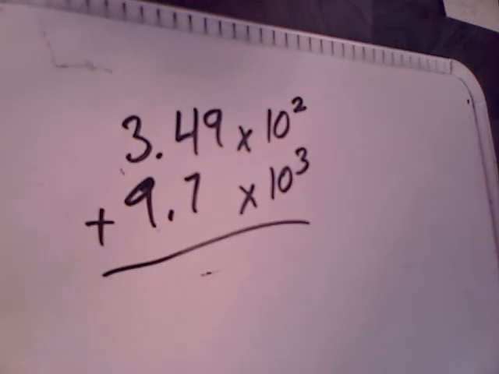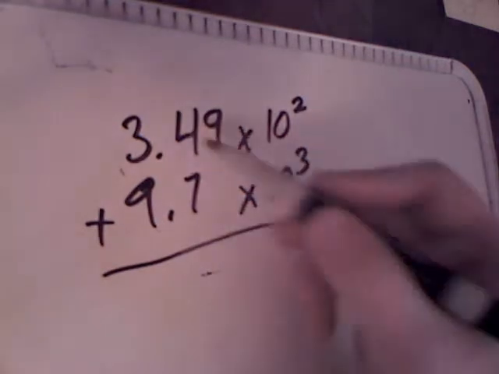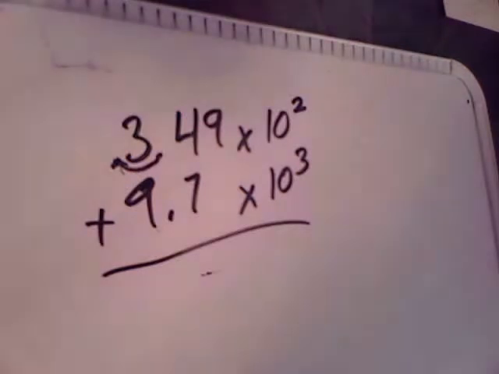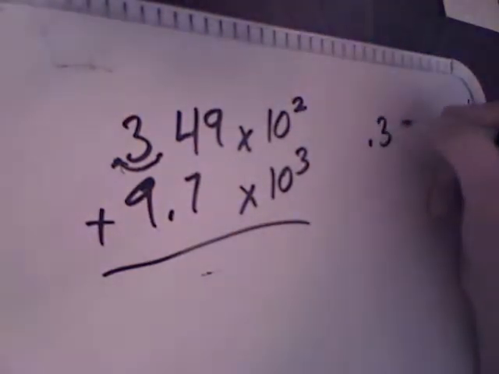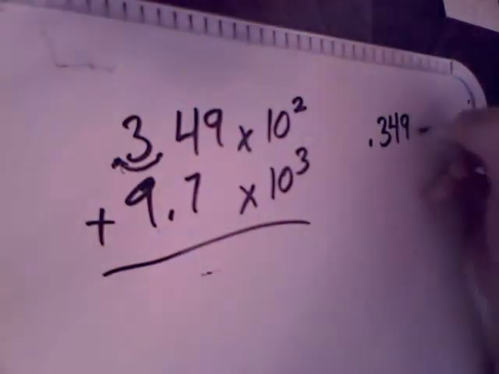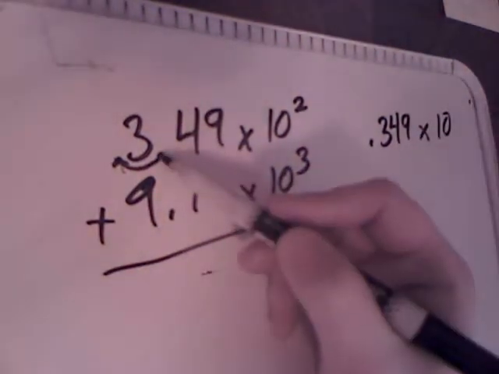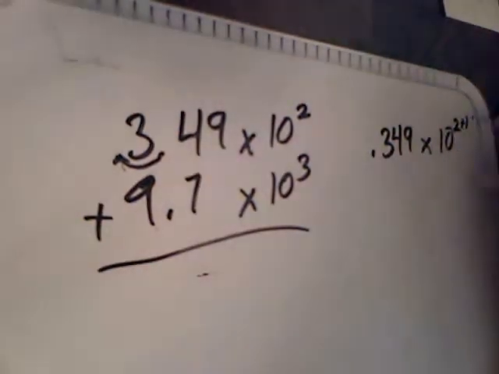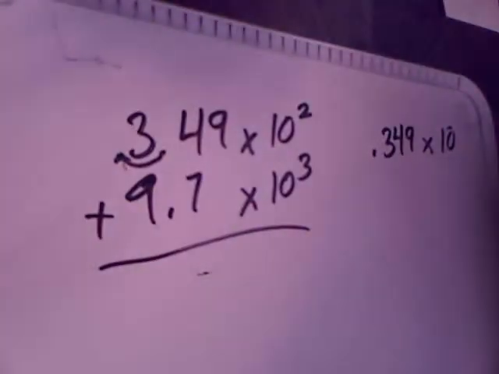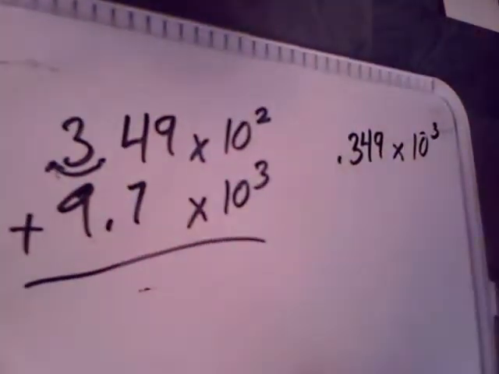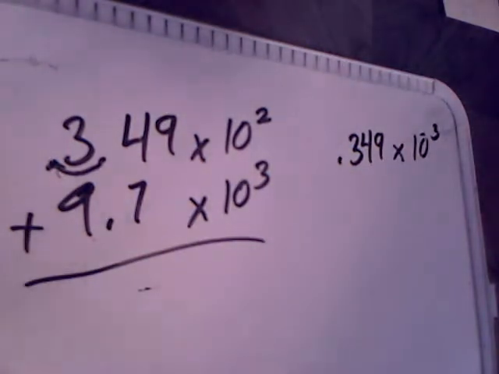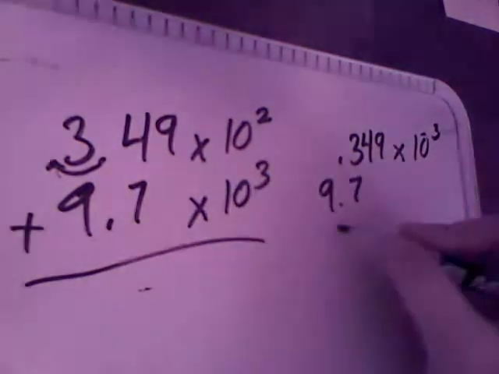What that means is that I'm going to change 3.49 times 10 to the second. I'm going to move this decimal over one more, so the number's technically going to be out of scientific notation. It becomes 0.349 times 10, and because I moved this decimal one more place over, times 2 plus 1, which would be times 10 to the third. Now that these are both in 10 to the third power, now I can add these, and I need to do that by lining up the decimal.